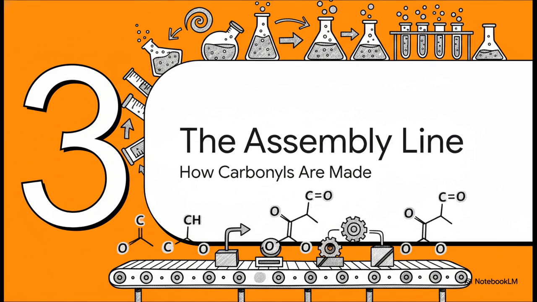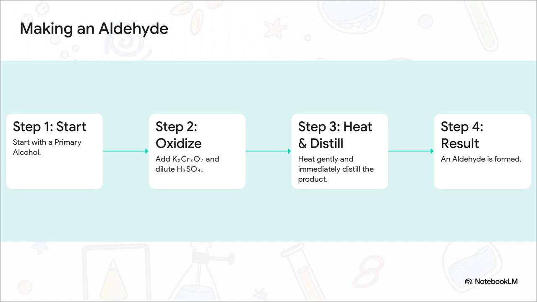Okay, so now that we know what they are, let's head over to the assembly line. We're going to see how our chemical toolkit lets us build these things from scratch. And usually the most common starting materials are their close chemical cousins, alcohols. So to make an aldehyde, you have to start with what's called a primary alcohol. That's just a fancy way of saying the alcohol group is on a carbon at the very end of a chain. You gently oxidize it, but here's the catch. You have to get that aldehyde out of there the second it's formed, usually by distilling it.